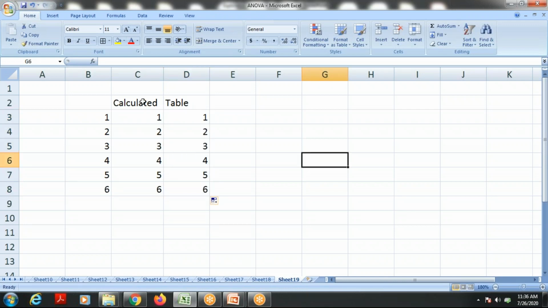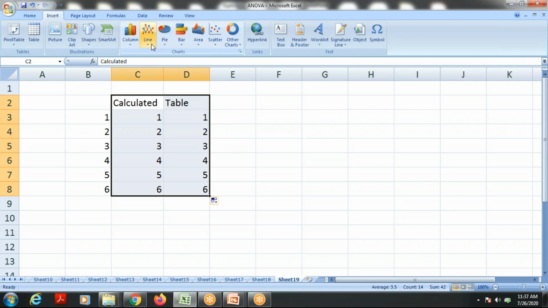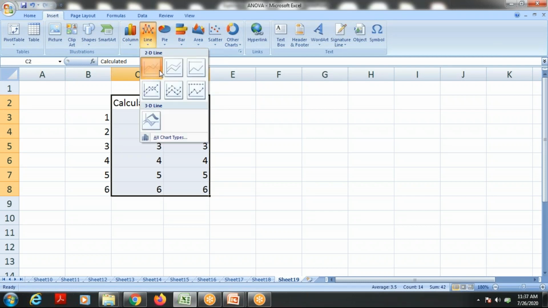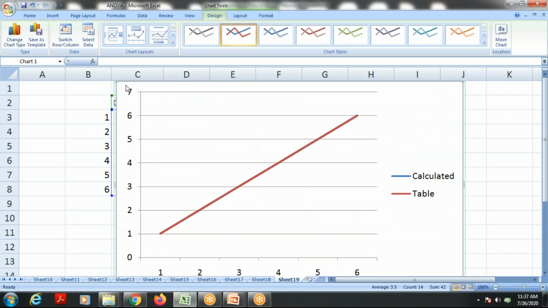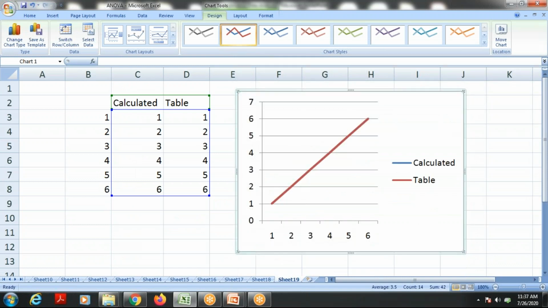Now let me plot it. I'm saying insert and then plot. Did you see what happened here? Look here, the point 1, 1 is saying that what you calculated is the actual. If you see the slope of this line, you will find that it is going at 45 degrees, because your x-axis is the same as the y-axis.